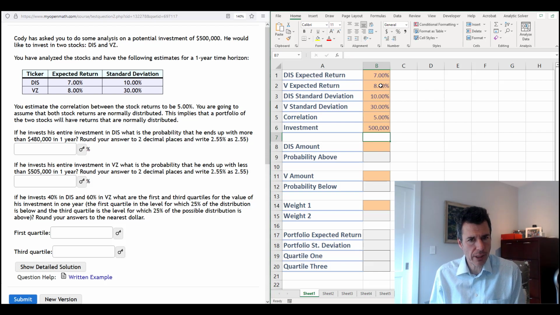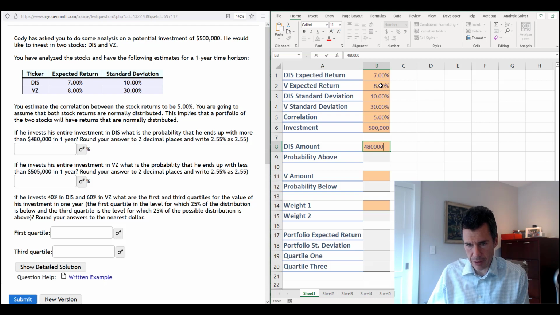Okay, so we have a bunch of questions. We're going to make some assumptions about these stock returns. We're assuming that both stock returns are normally distributed. One of the implications, which we will come to when we look at the quartiles, is that a portfolio of these two stocks will also have returns that are normally distributed. The first question is, if he invests his entire amount in Disney, what's the probability that he ends up with more than $480,000?